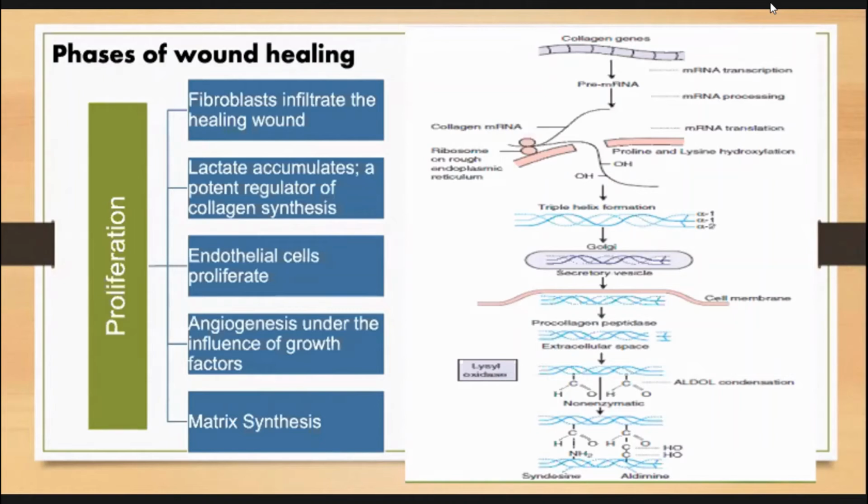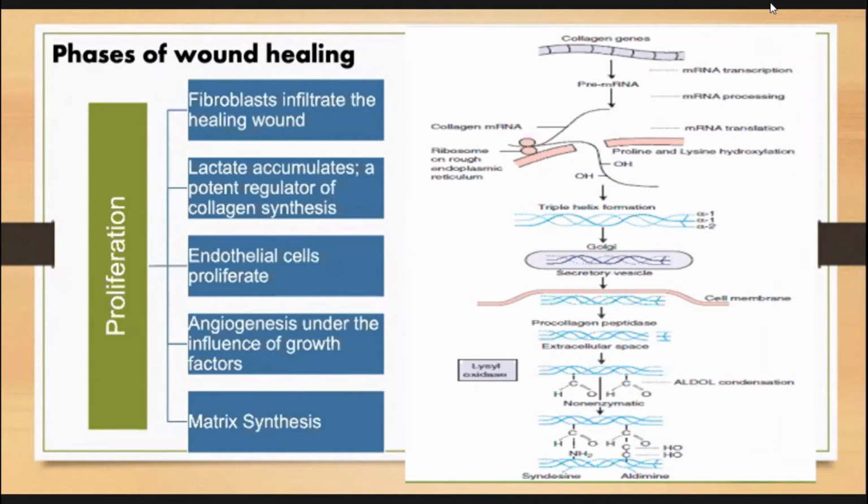Endothelial cells migrate from intact venules close to the wound. After their migration, there will be replication, and new capillary tubule formation is under the influence of such cytokines. This happens in the presence of cytokines and growth factors.